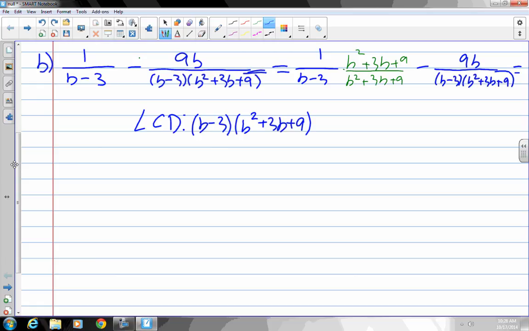So same denominator. That means I can pull everything together. I'm just going to write LCD down there. And in the numerator, we have b squared plus 3b plus 9 minus 9b.